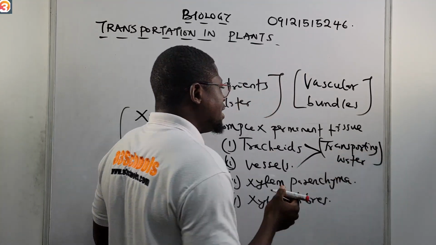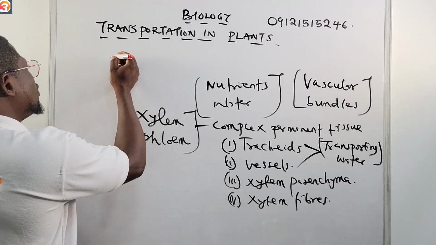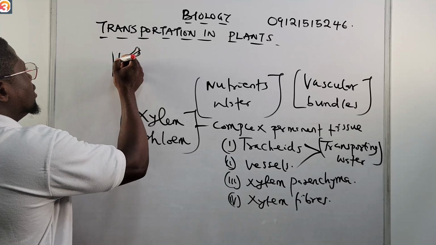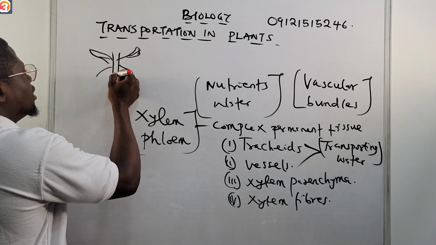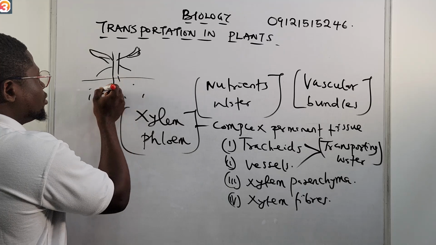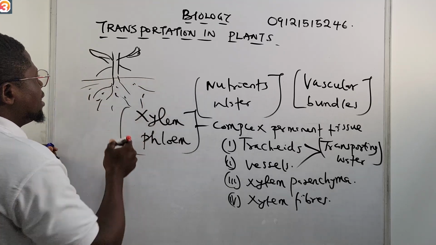They play a very important role in transporting water, the water which is absorbed by the root of plants. Okay, let's say this is a plant. This is the leaves. Then below the ground, there's sand. The plant will have roots, and we have some tiny ones we call root hairs, and so on and so forth.